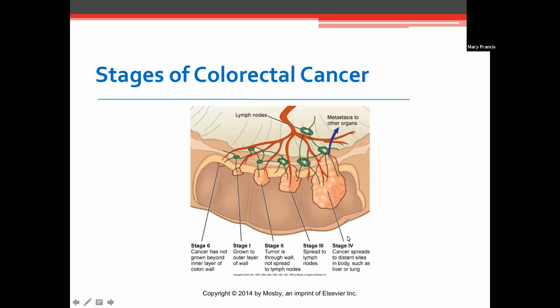The stages of colon cancer are: stage 0 if the cancer has not grown beyond the layer of the wall; 1, if it's grown into the layer; 2, if the tumor is through the wall but has not spread to the lymph nodes; 3 is to the lymph nodes; and 4, through the lymph nodes and at another distant site such as the liver or the lung. As you know, the higher the stage, the worse the prognosis is.